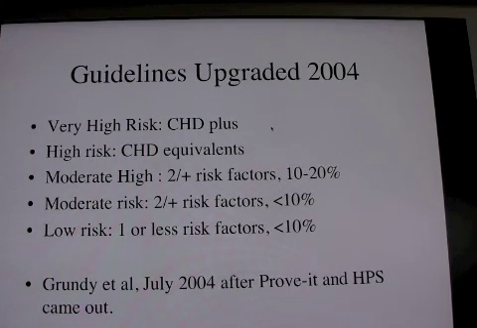Well, the Prove It trial and the HPS came out, and it showed that getting the LDL lower than 70 actually improves outcomes. However, they couldn't really change the guidelines sufficiently because there were other ongoing studies going on. And if you change the guidelines, then that sort of makes it difficult to continue the studies. Politics.